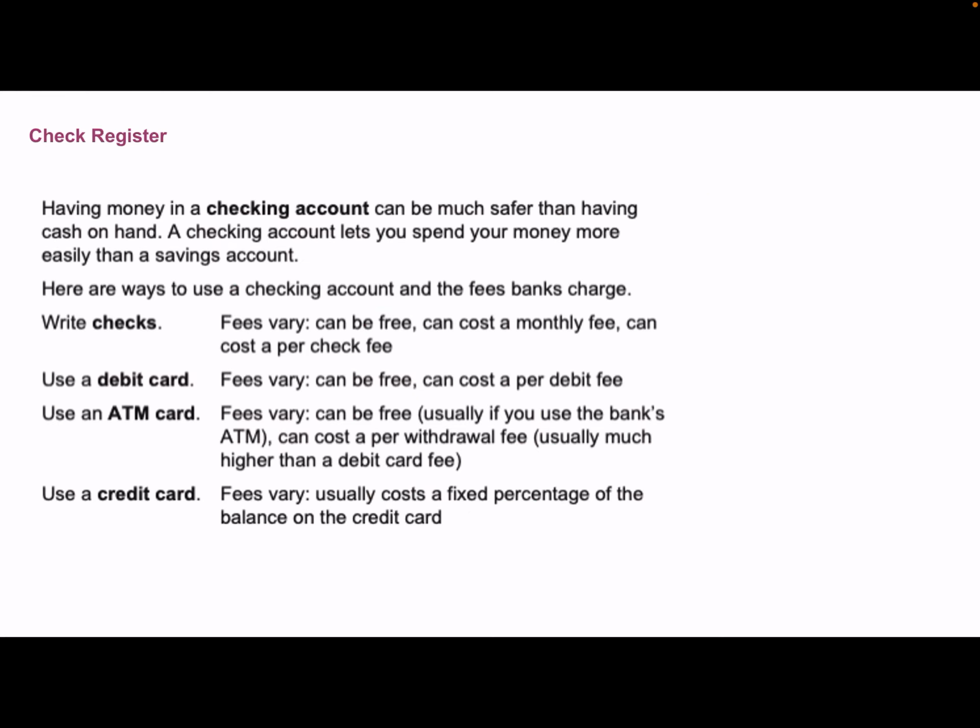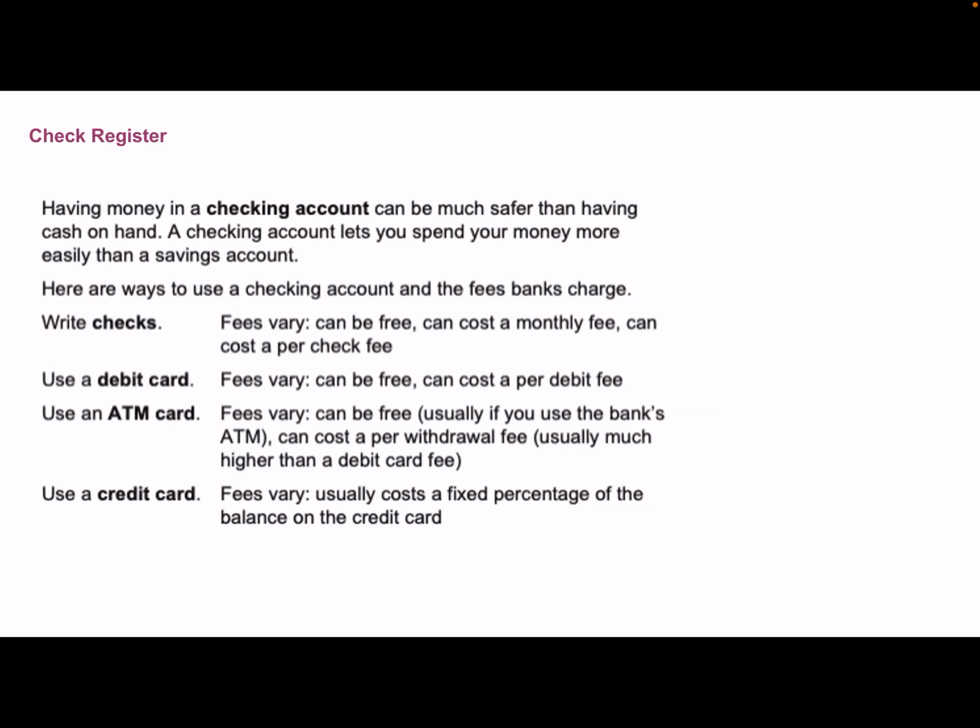So today we're going to go over check register. Having money in a checking account can be much safer than having cash on hand, like we've discussed yesterday. If money is at your house, there's a higher chance that you might lose it, misplace it. Also, if it's in a bank, money does grow. A checking account lets you spend your money more easily than a savings account.